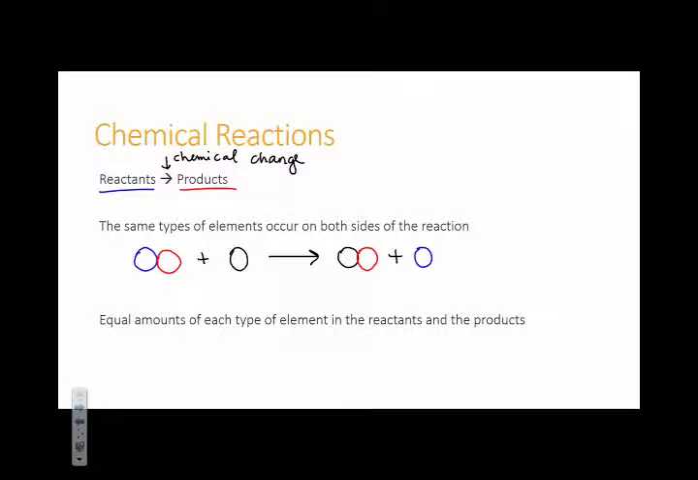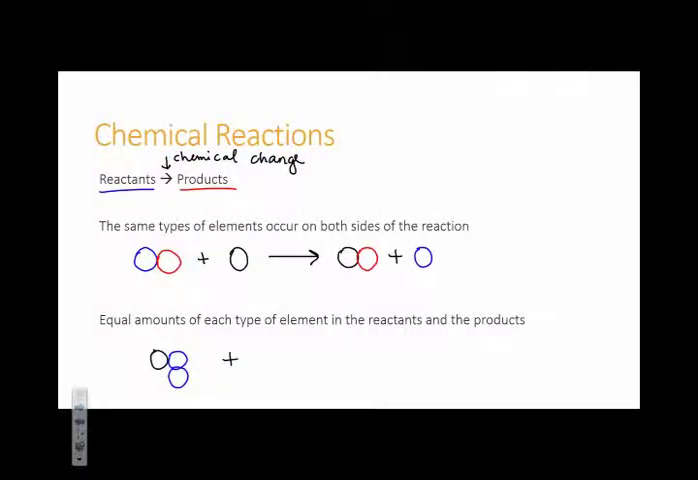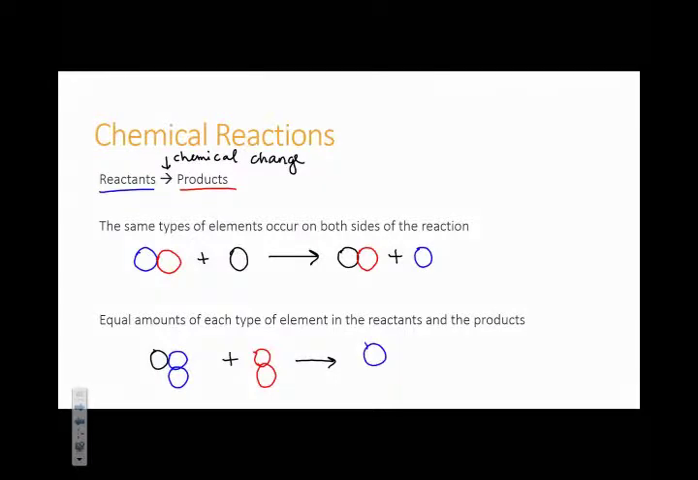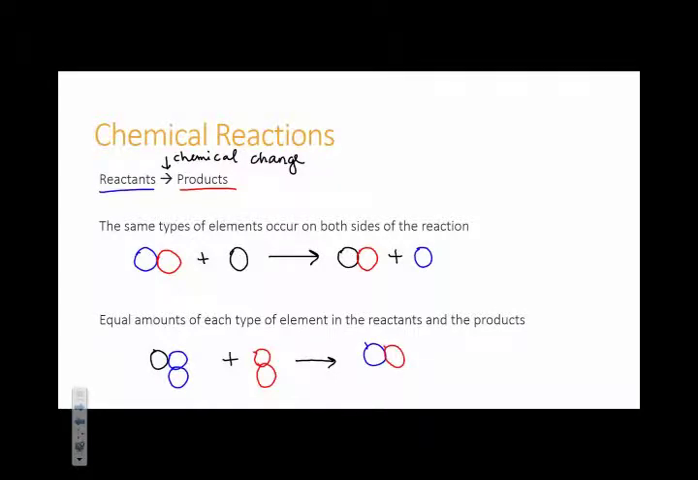The second rule to keep in mind with chemical reactions is that you have to have equal amounts of each type of element in the reactants and the products. So let's say, for example, I started with a molecule that had one black element attached to two blue elements, and that this reacted with two red elements in a molecule. On my product side, it turns out that my red and my blue get together and form a molecule, and my black gets bumped out.